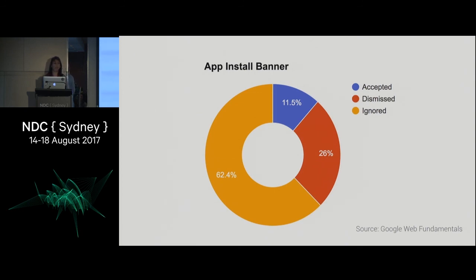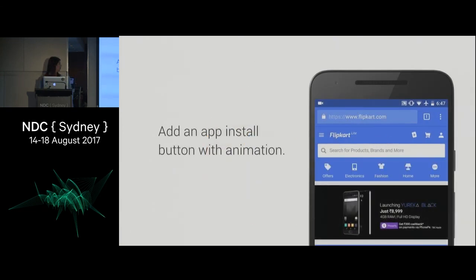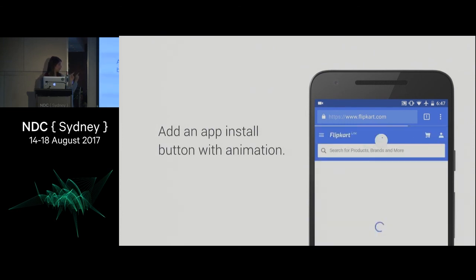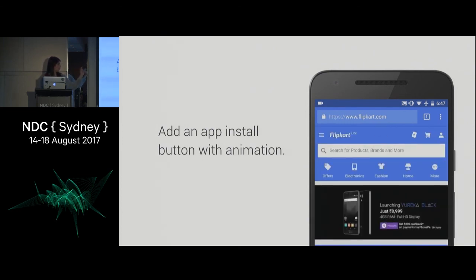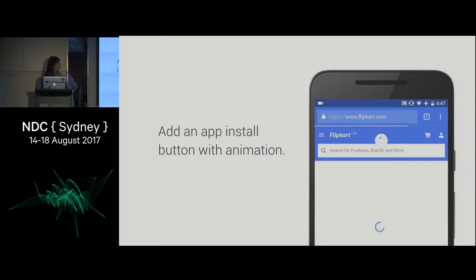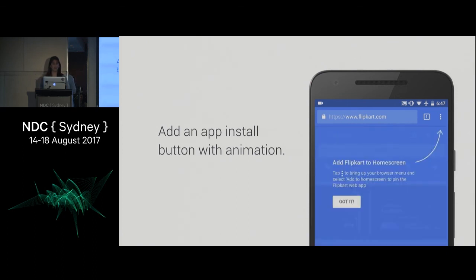It's still a very new thing, and normal users are not really technical. So what we need to do is guide users and tell them that there's something called adding to home screen. We can add a subtle signifier, and this is what Flipkart does. As you can see here, there's a plus button and it vibrates a bit. You tap on it and they show you that you could add Flipkart to the home screen by tapping on this overflow menu.